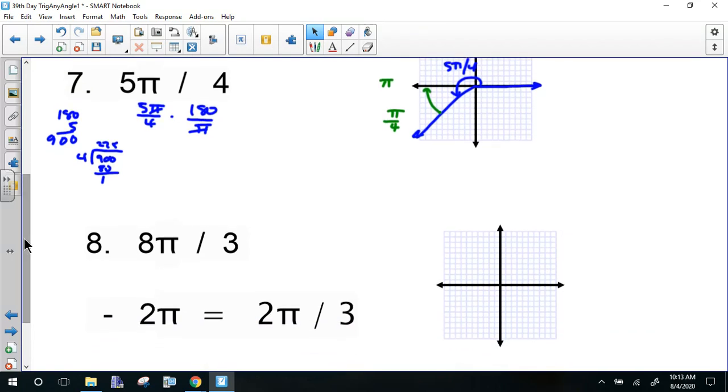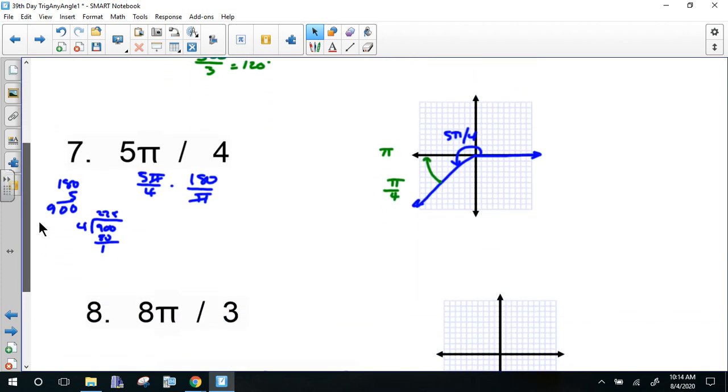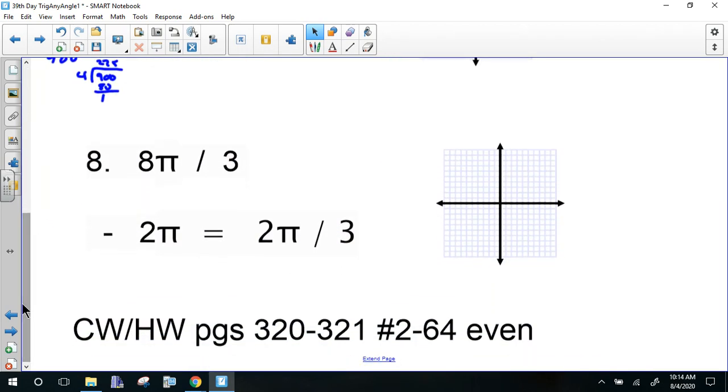Last one, 8 pi over 3. 8 divided by 3 is 2 2/3. So I'm going to be at the same place that 2/3 pi was. So my reference angle is going to be pi over 3. Reference angle pi over 3.